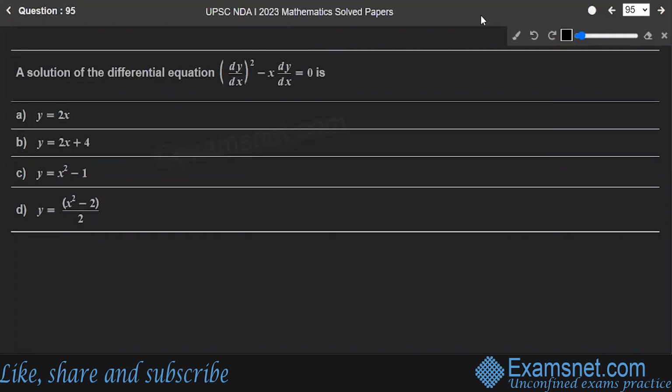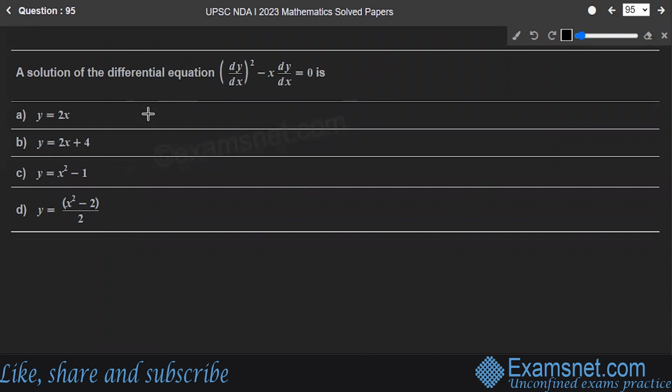Question number 95, a solution to the differential equation. These are the four options. The solution of the differential equation will satisfy it, so I'll find out the differential equation for all of these and see which satisfies the given differential equation.